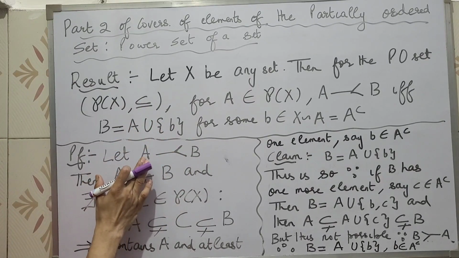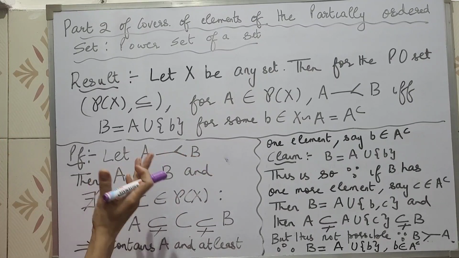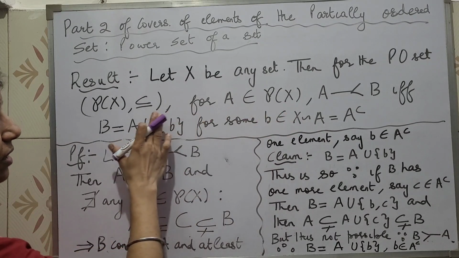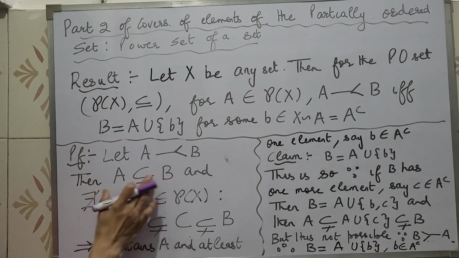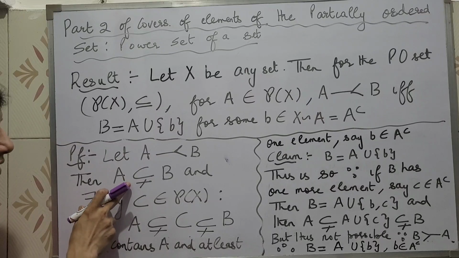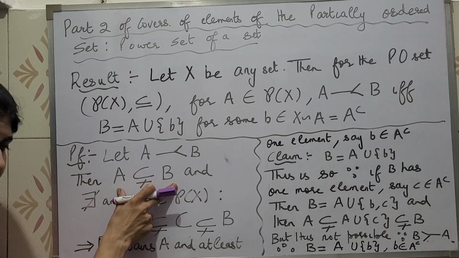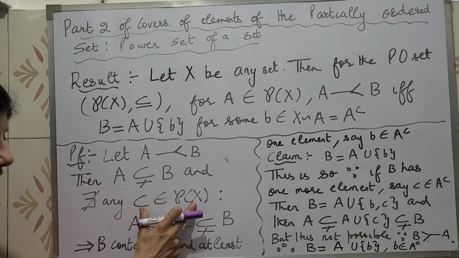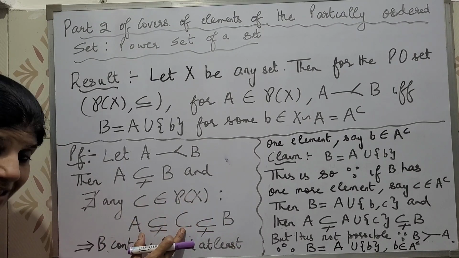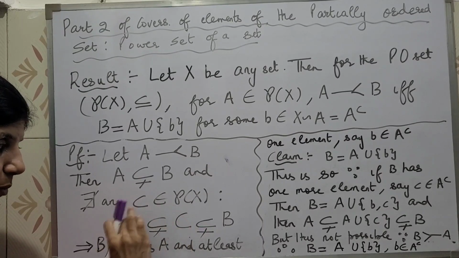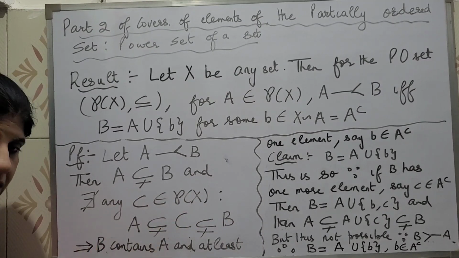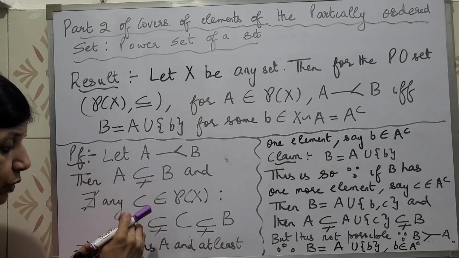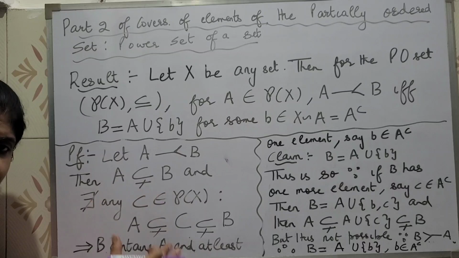Now because A is covered by B, or B is a cover of A, by definition of cover, A is contained in B, and A is properly contained in B, which means that A is not equal to B. A and B are distinct, and by definition of cover, there is no element C belonging to the power set of X lying between A and B. There is no distinct element C which is different from A and B and lies between A and B. That is not possible, because I'm saying that B is a cover of A.